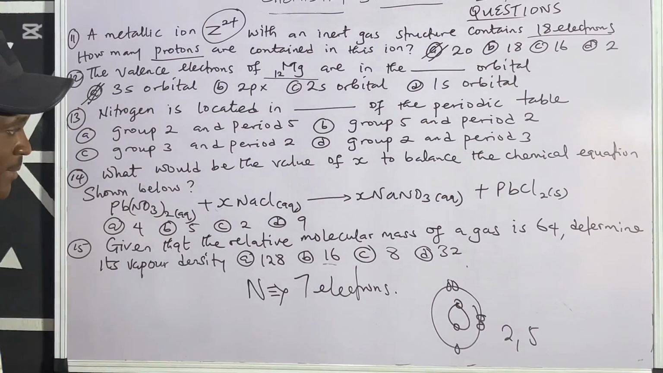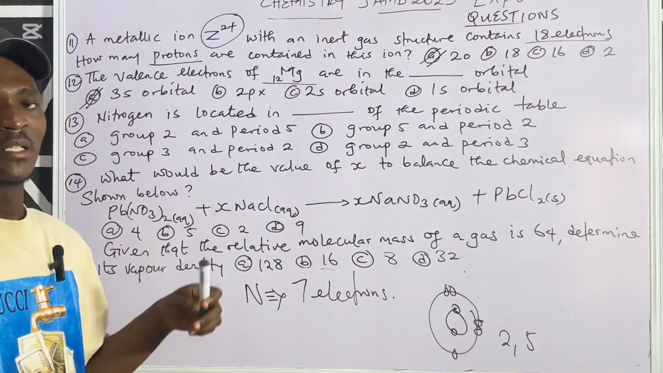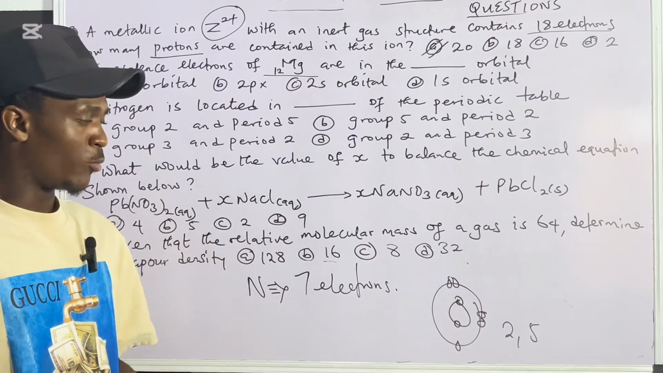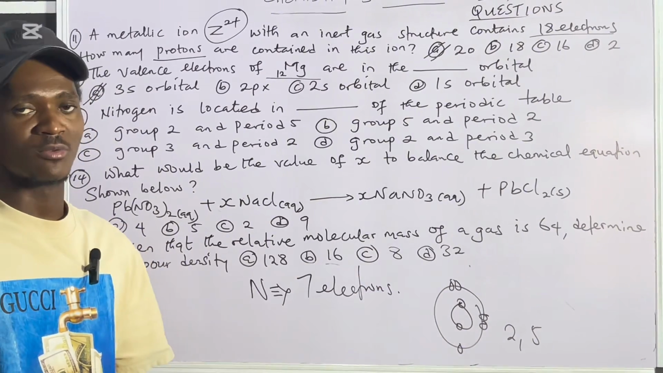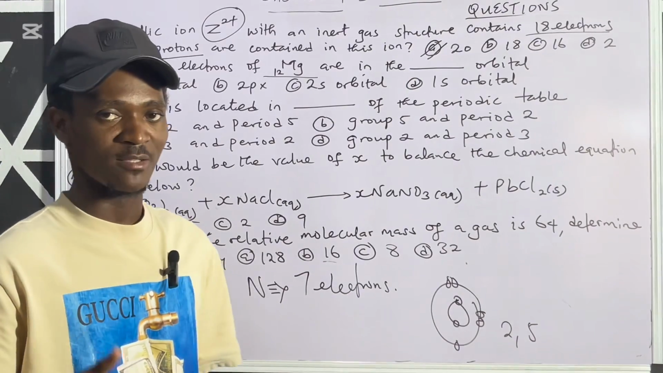So in this case, now we are told nitrogen is located in a dash of the periodic table. They are interested in what period and what group you can find nitrogen. With this, you can get it. This is like a shortcut to it. Because there's no need for you to draw the periodic table. You don't have enough time to be doing that in your JAMB hall.